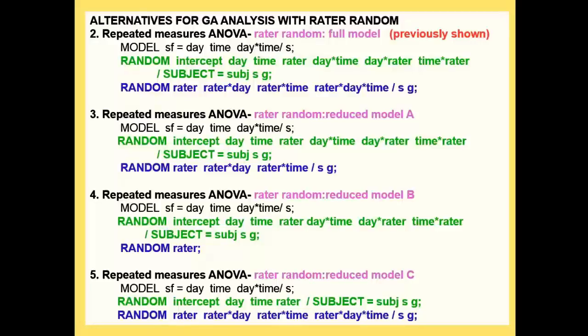Now you notice model number 4 still does something that I want. It doesn't do everything I want to do, but it will give me estimates of the effect of day, time, day times time, day times rater, time times rater, rater times day times time, but it'll only give me the main effect of rater. It won't give me subjects by day by rater, subjects by rater. But it only gives me rater.